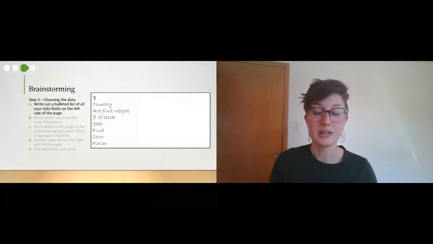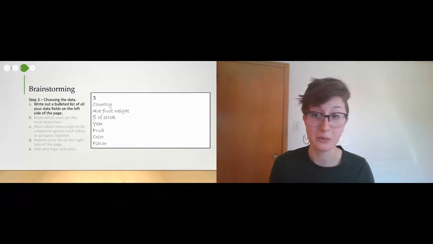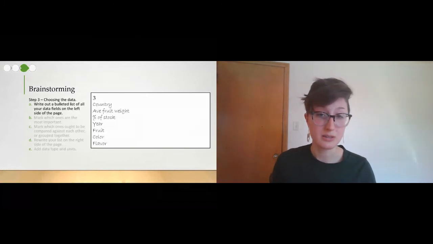For example, with the fruit stand, I obviously want to look at country because we're trying to identify what country or countries are the best source. We can use average fruit weight as our quality measure. So we're going to be measuring that.